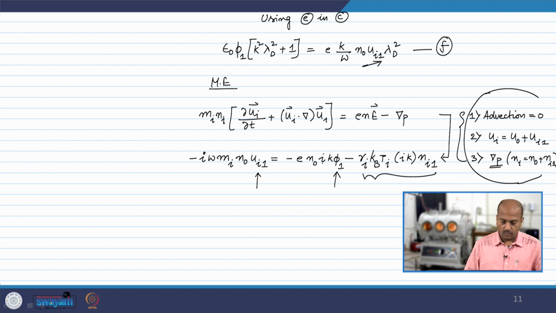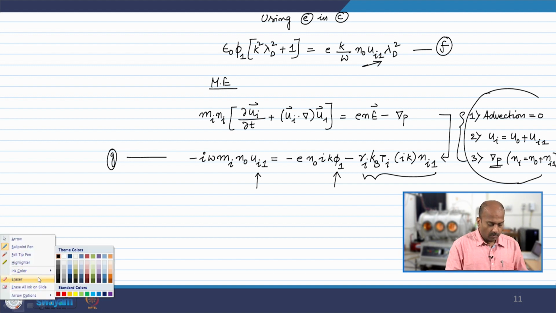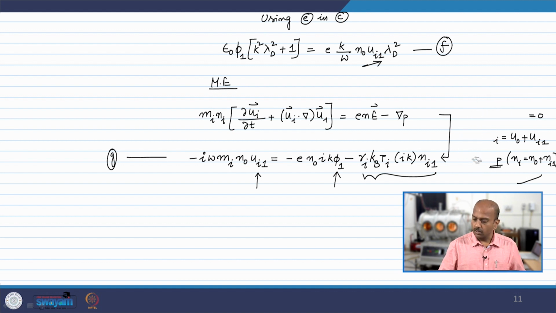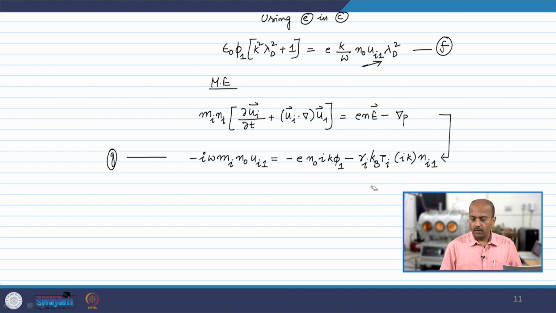Let us say we call this equation G. Let us not make the lecture notes clumsy, so we will remove all these things, because if you go back and see the lecture notes, it should be easy for you to understand. Okay. Right. Now we have equation number G. Now let us look at the equation number G.